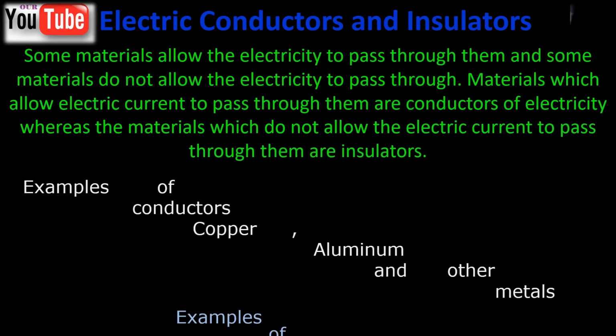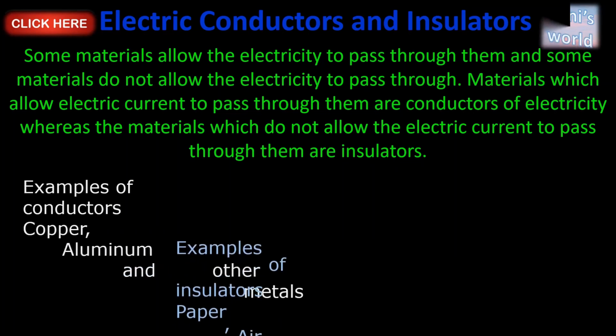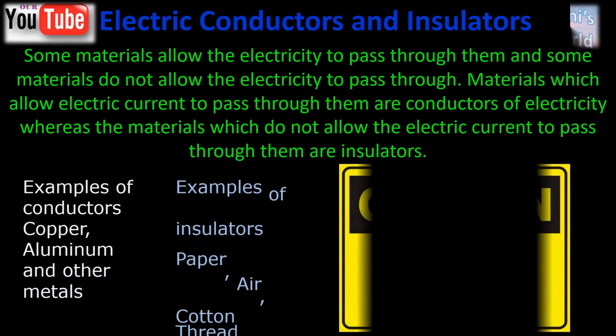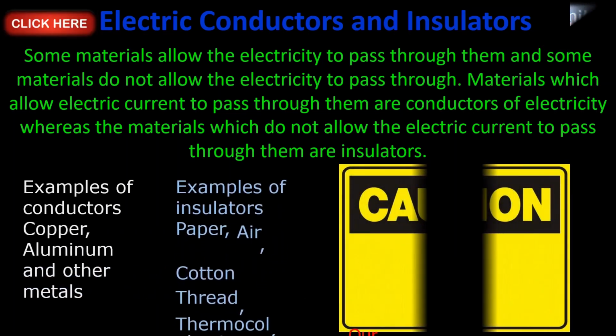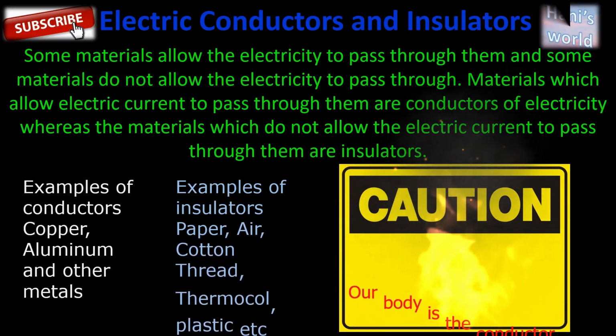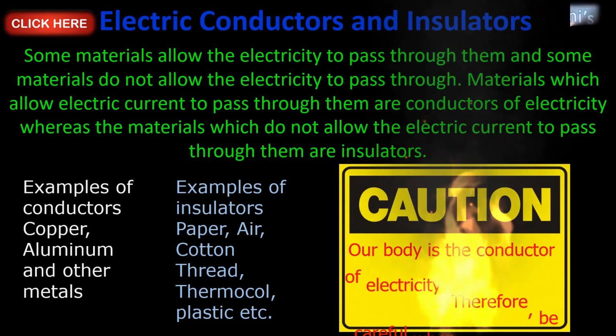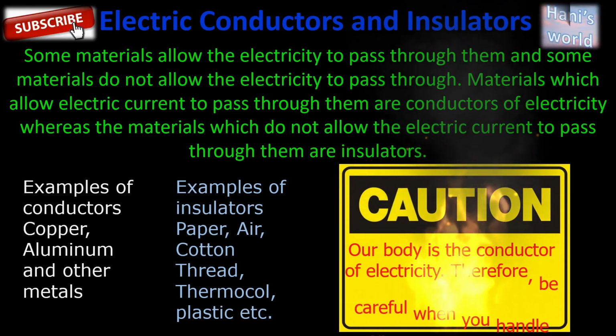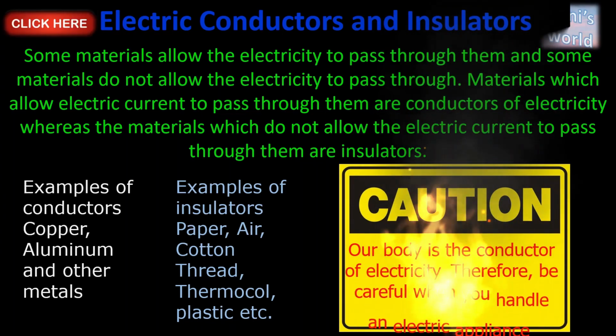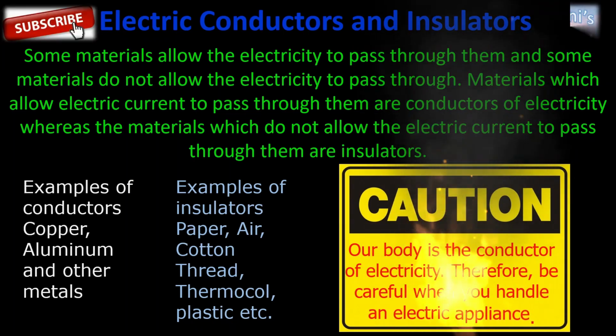Examples of conductors: copper, aluminum, and other metals. Examples of insulators: paper, air, cotton thread, thermocol, plastic, etc. Our body is a conductor of electricity. Therefore, be careful when you handle an electric appliance.